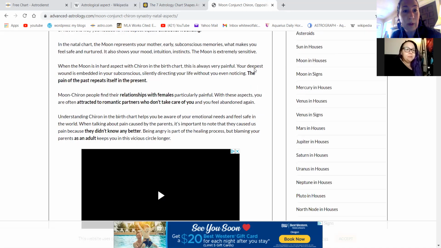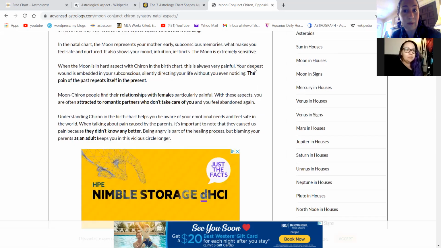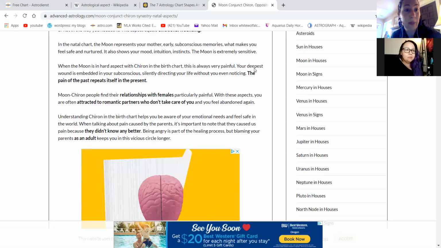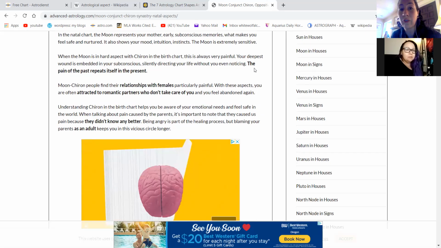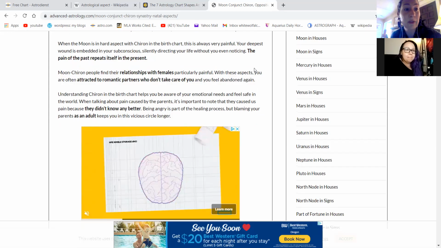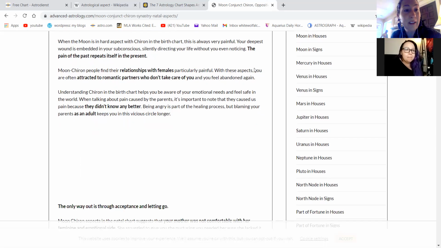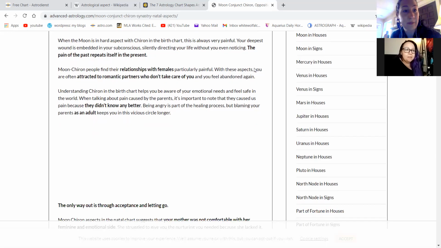In the natal chart, the moon represents your mother, early subconscious memories, what makes you feel safe and nurtured. It also shows your mood, intuition, and instincts. The moon is extremely sensitive. When the moon is in hard aspect with Chiron in the birth chart, this is always very painful. Your deepest wound is embedded in your subconscious, silently directing your life without you even noticing, which you do notice. The pain in the past repeats itself in the present.